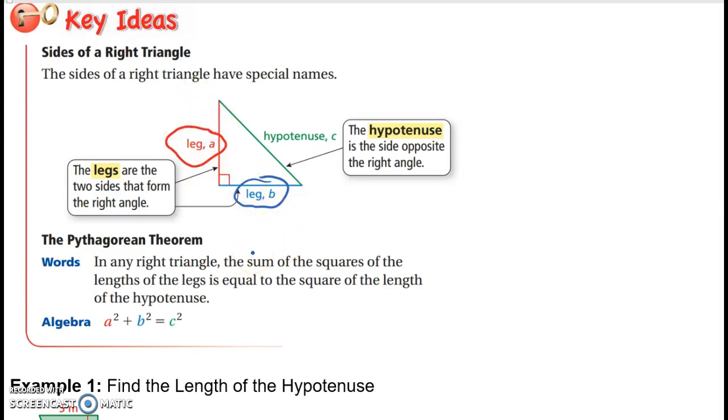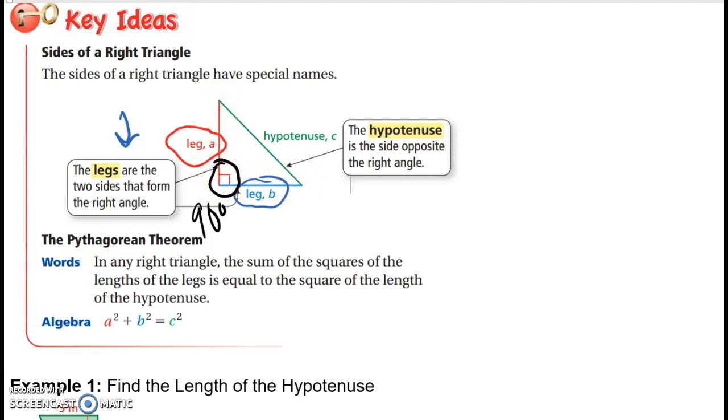And what we mean by legs is that if you look right here, the legs are the two sides that form the right angle. So if you remember that whenever you see that little box right there, that means 90 degrees. So these two sides of the triangle, they connect this right angle.